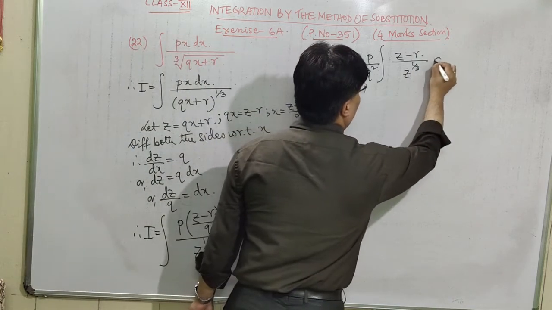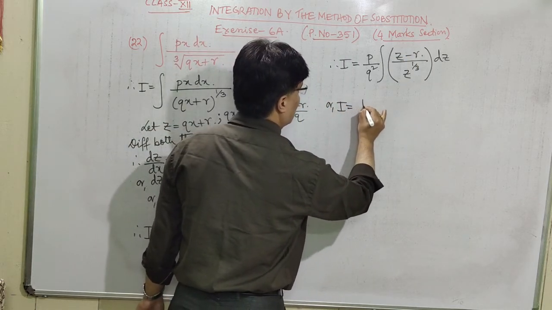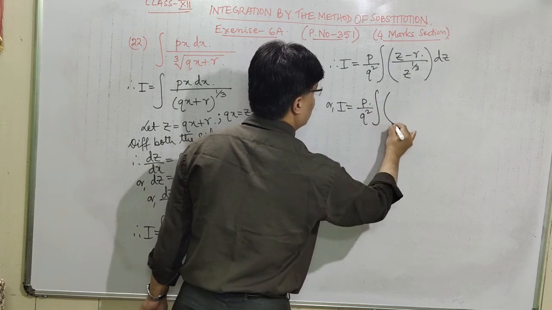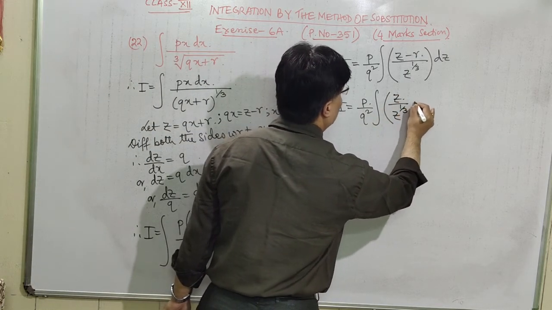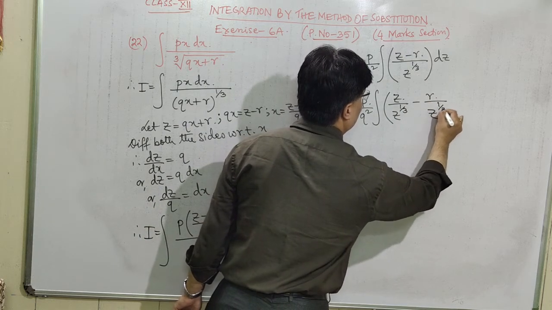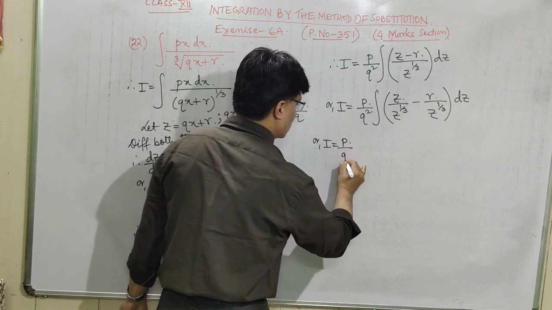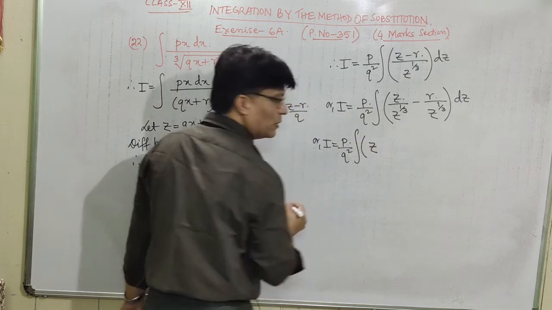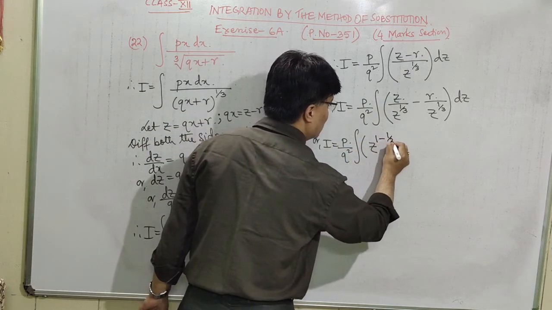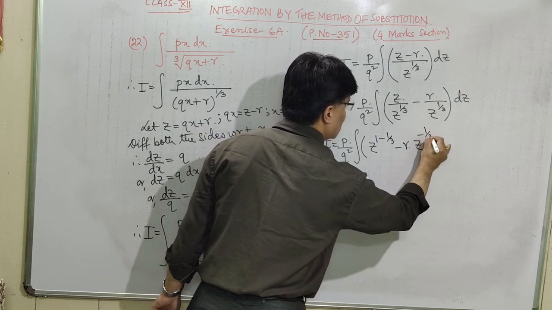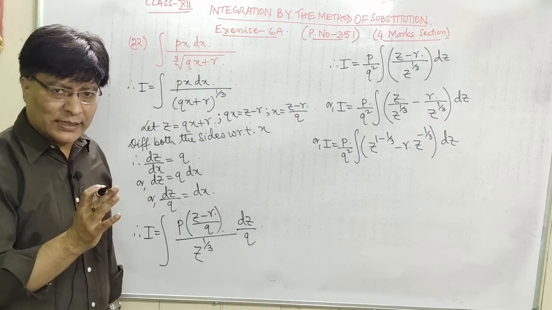Then you can write dz. So you can separate the terms here: I is equal to p by q square integration of, within bracket, z divided by z to the power 1/3 minus r divided by z to the power 1/3, bracket closed, dz. So I is equal to p by q square integration of z to the power 1 minus r into z to the power minus 1/3, since when the 1/3 goes up in the numerator it becomes minus 1/3, dz.